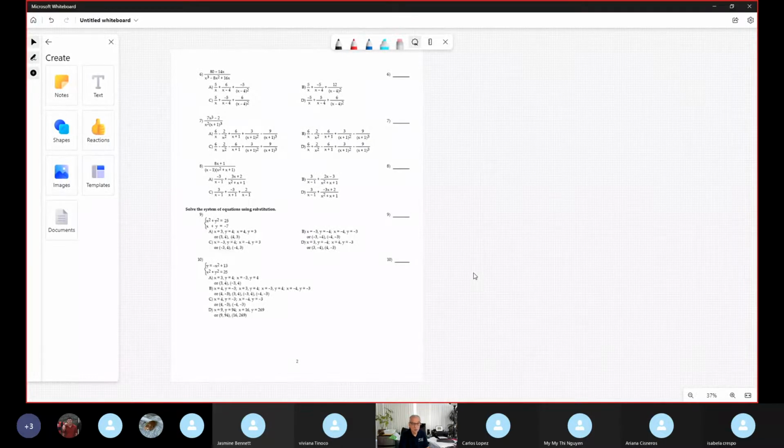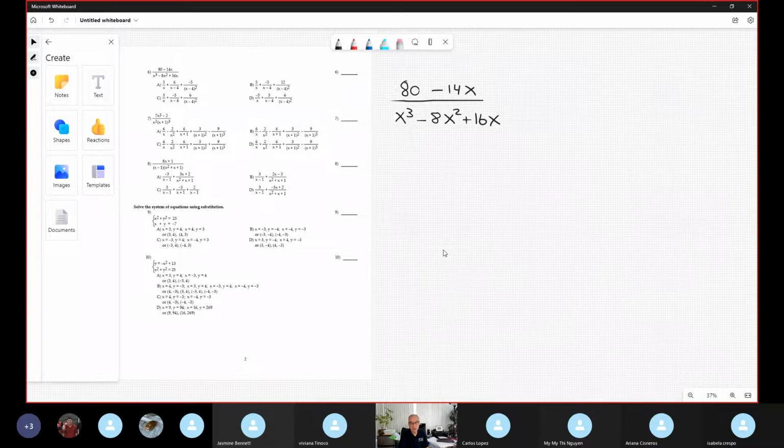Okay, good. Okay, this is 80 minus 14x divided by x cubed minus 8x squared plus 16x. Unfortunately, this polynomial in the denominator is not already factored. But it's easy, or relatively easy. You can see the common factor is x, and you factor it out.